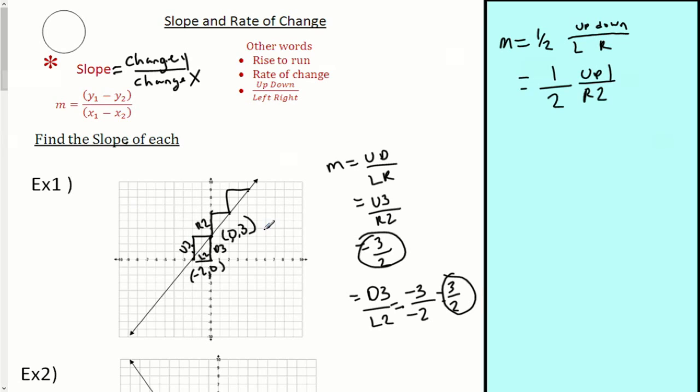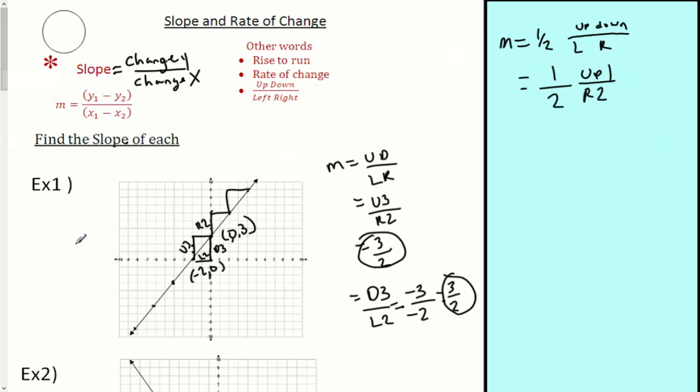Instead of going up 3, right 2, I'm going to go down 3, left 2. So that's what I'm going to do. Go down 3, 1, 2, 3, left 2, 1, 2, on the line. Go down 3, left 2, on the line. Those are all the points of the line. Real simple.